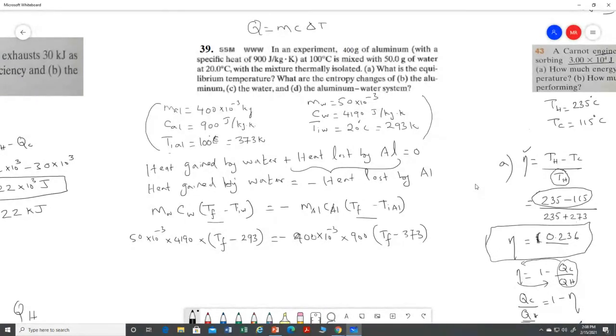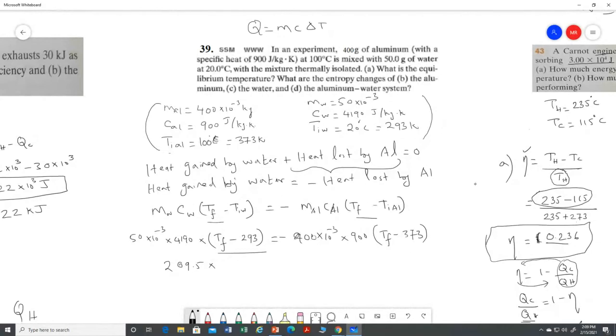Okay, so you can just see this. First of all, what I am going to do, I can just multiply. Could you please multiply and tell me the answer? 50 times 10 to the power of minus 3 multiplied by 4190. I got 209. Am I right? Yes.